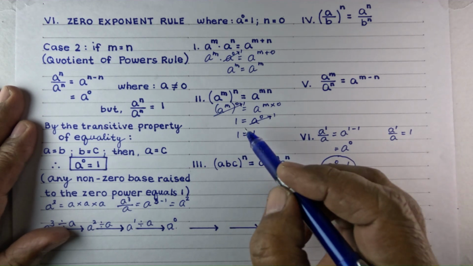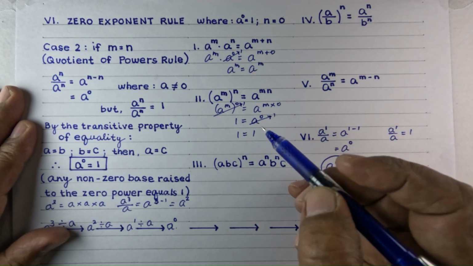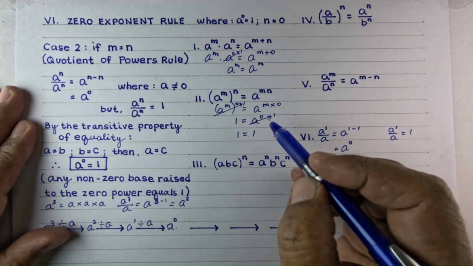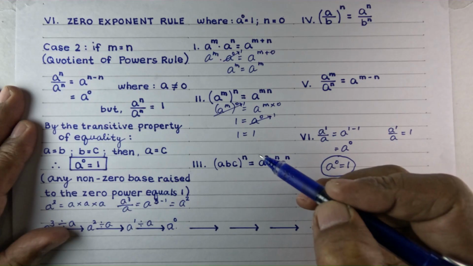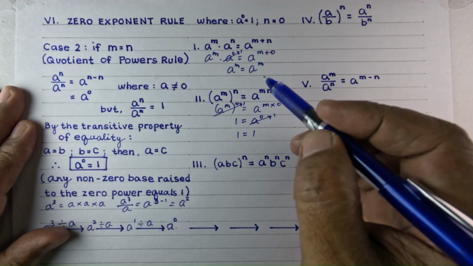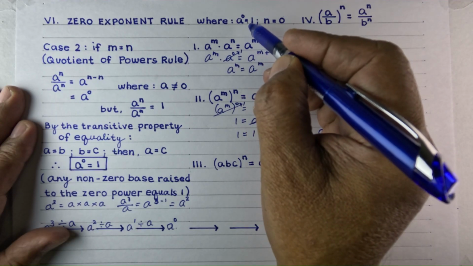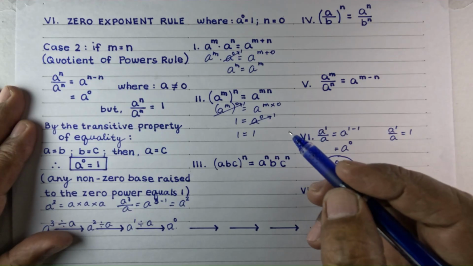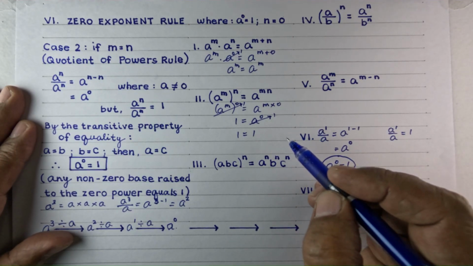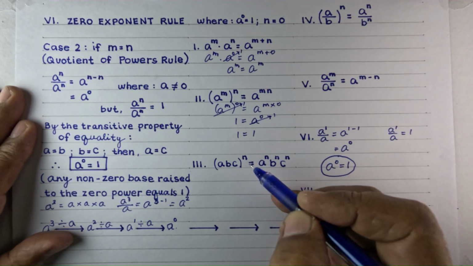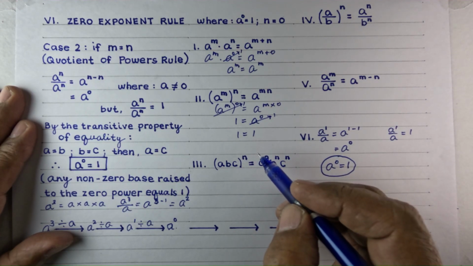Both sides being equal, there's no contradiction. Therefore, 1 equals 1 is a statement of validation. Therefore, they concluded that a to the 0 equals 1 was consistent with the second law. Then they tested it against the third law, which is the power of a product rule.